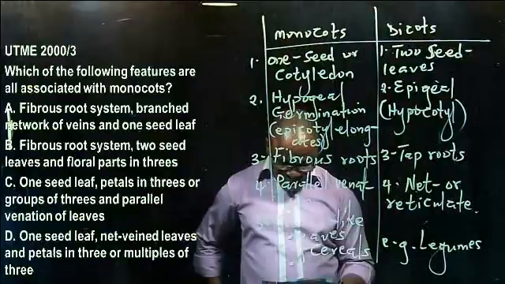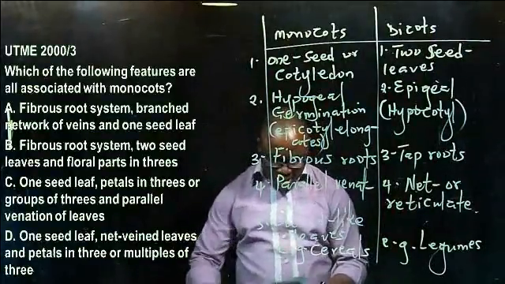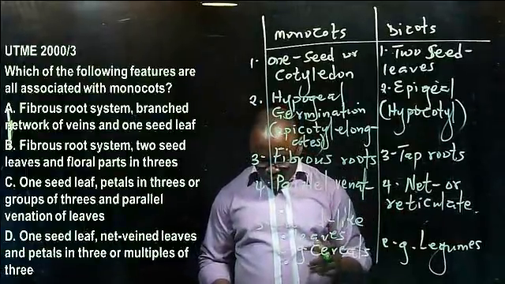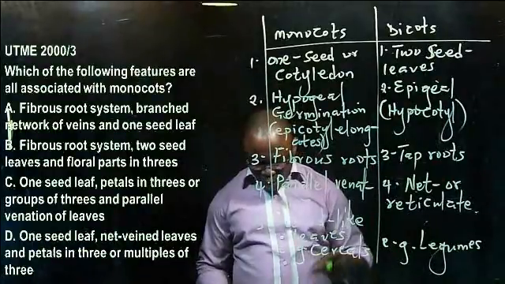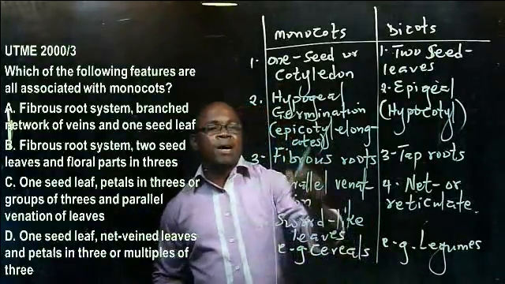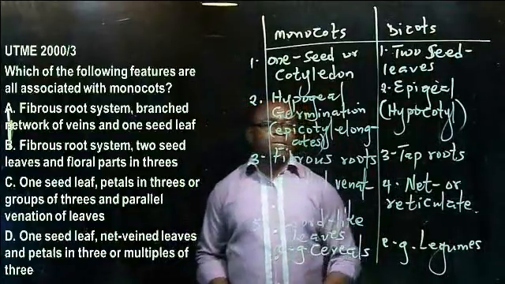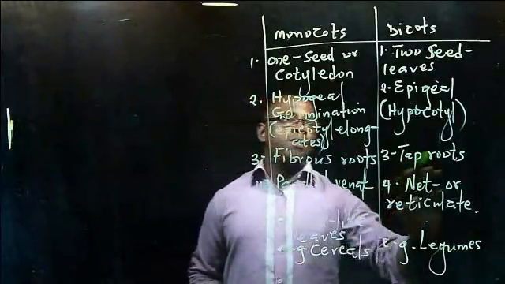The question again said, which of the following features are associated with monocots? Of course, our answer is option C: one seed leaf, petals in threes or groups of threes, and parallel venation. Don't forget, venation means arrangement of veins in the leaf. Monocots exhibit parallel venation, while dicots exhibit net venation.